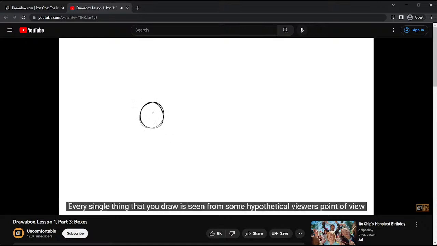No, that's not described correctly. If you picture, here's my scale layer on here. Every single thing that you draw is seen from some hypothetical viewer's point of view.